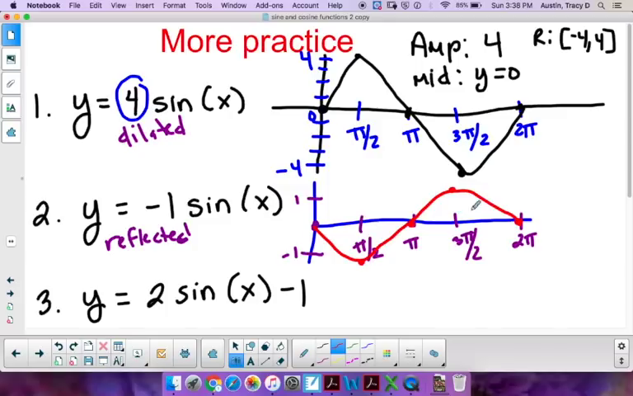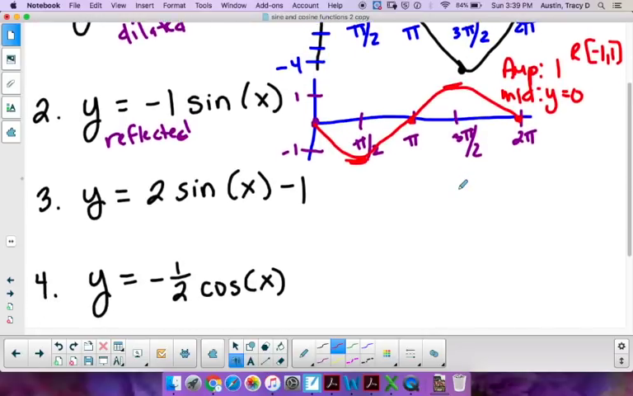All right, now here's the test. Your amplitude is still 1. That negative has nothing to do with how much that graph has been stretched. What's your midline? Still y equals 0. Good, we haven't moved it. And my range hasn't changed at all either. It's still from negative 1 to 1. It's still lowest to highest. Doesn't matter where it's at. So that one has been reflected. It's been flipped over.